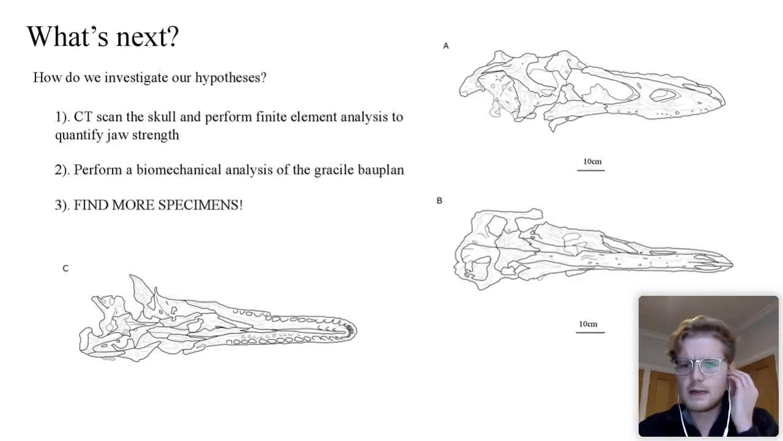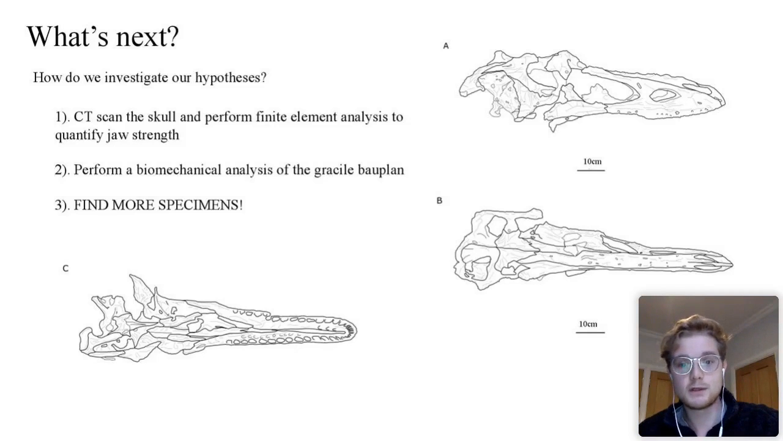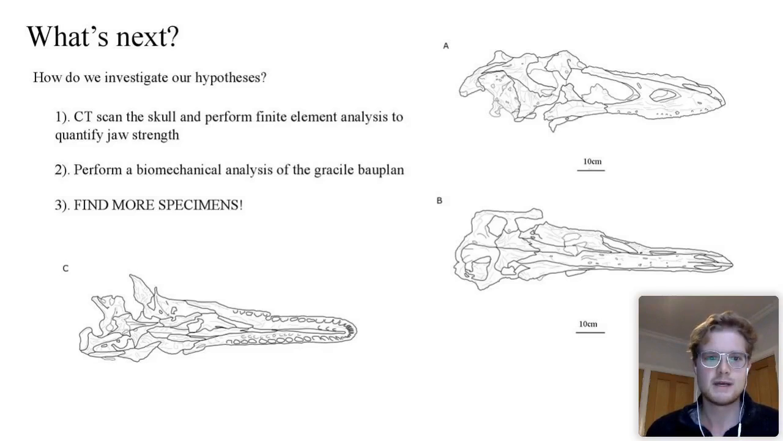So what's next for Alioramen research? We really need to start approaching this with some quantitative methods. A CT scan of the skull would be great, and then we can perform real finite element analyses to really quantify a lot of these hypotheses that we have as to jaw strength and put that against large-bodied tyrannosaurids, just to measure accurately what sort of structural capacity these skulls would have.